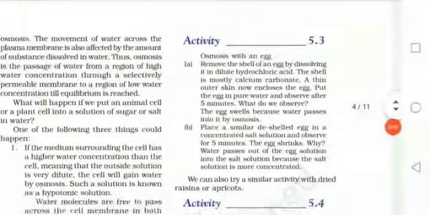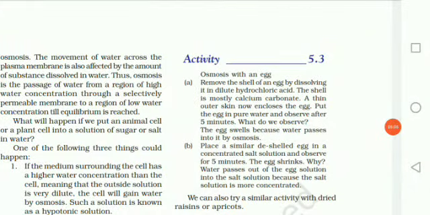So what are the activities that are seen? Osmosis with an egg. Remove the shell of an egg by dissolving it in dilute hydrochloric acid. The shell is mostly calcium carbonate, with a thin outer skin that now encloses the egg. Put the egg in pure water and observe for 5 minutes. What do you observe? The egg swells.